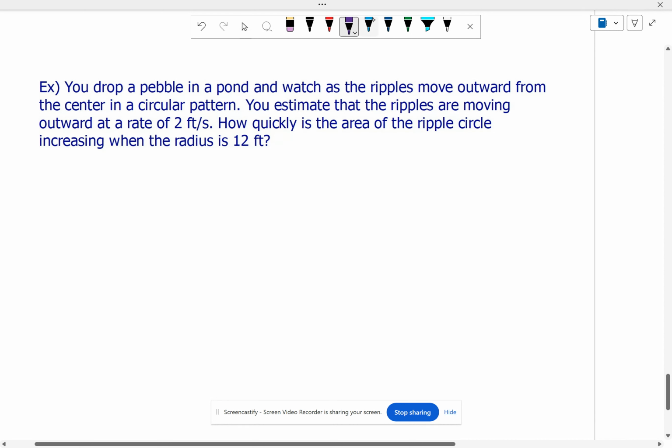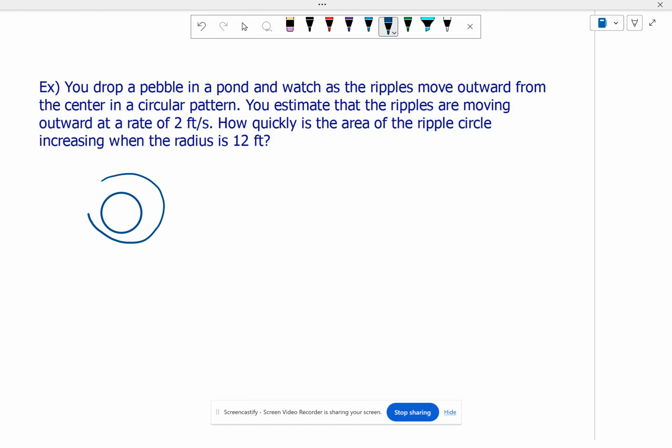In this example, we're dropping a pebble into a pond and watching the ripples move outward in a circular pattern. You estimate that the ripples are moving outward at a rate of 2 feet per second. How quickly is the area of the ripples changing when the radius is 12 feet? So you get kind of like this circle here, and then when you drop a pebble into the water, it gets bigger and bigger. We want to find the rate of change of the area. And we know that the rate of change of the radius is 2 feet per second, and it's positive.